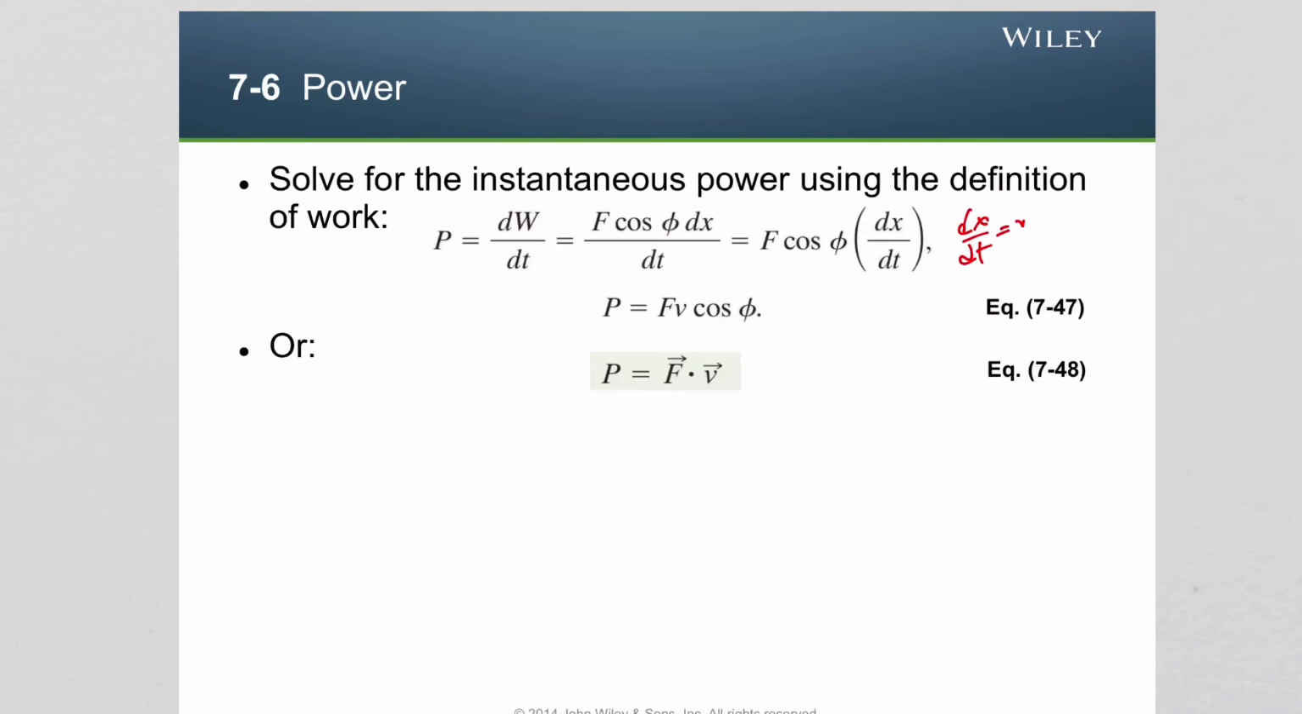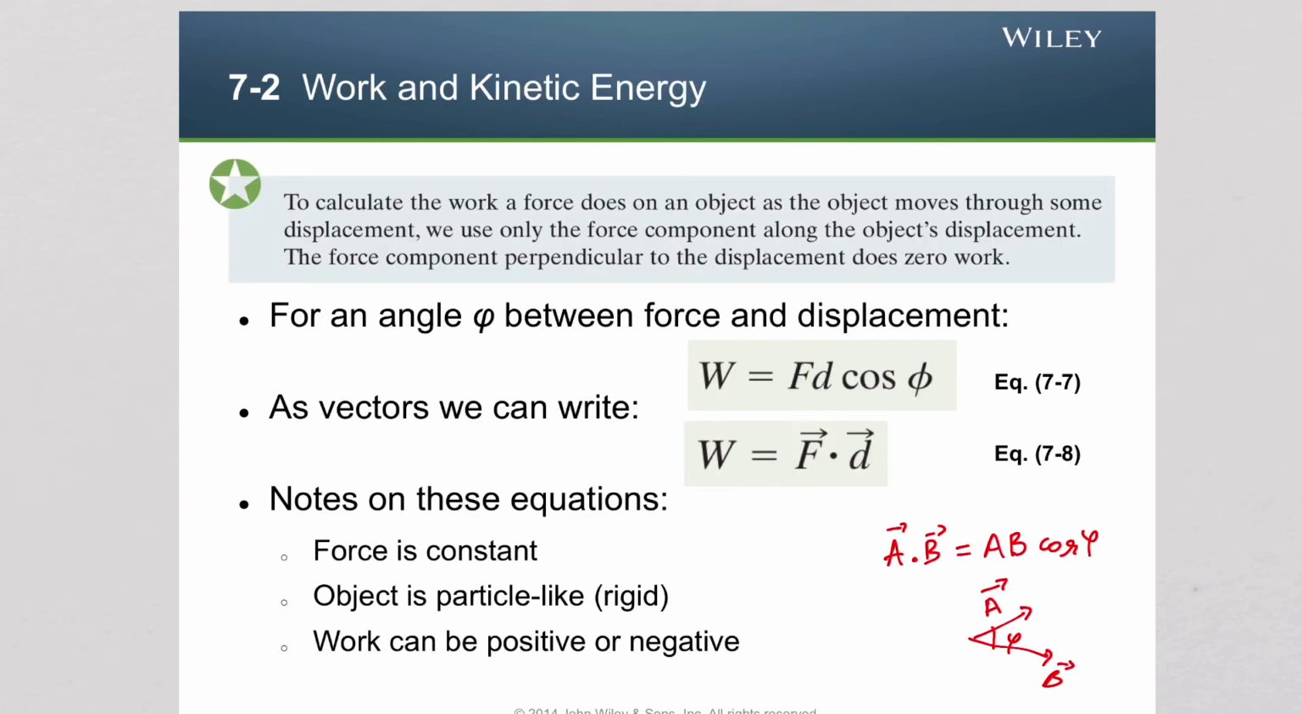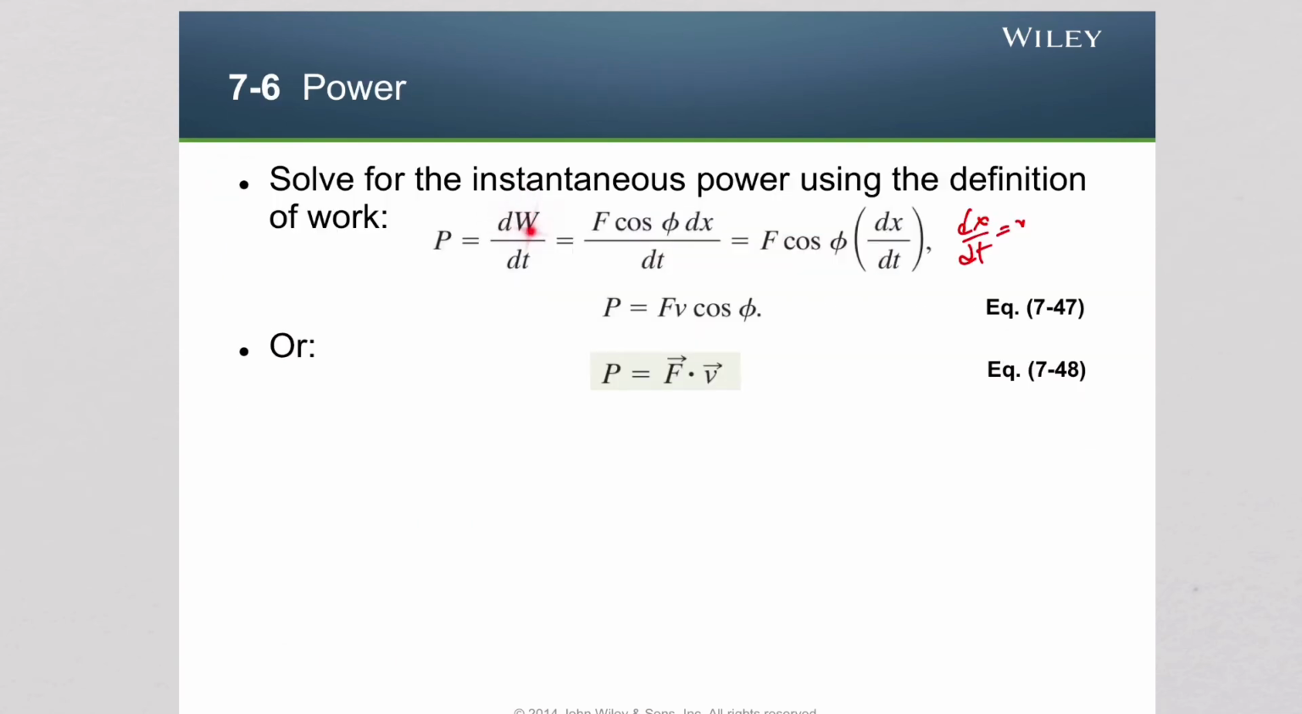We can even go one step further from the expression for the instantaneous power, the time derivative of the work done. I can substitute for the work F cosine of phi times x, which then becomes F cosine of phi dx dt. This is simply the definition of the work done by a force, used to replace said work here.